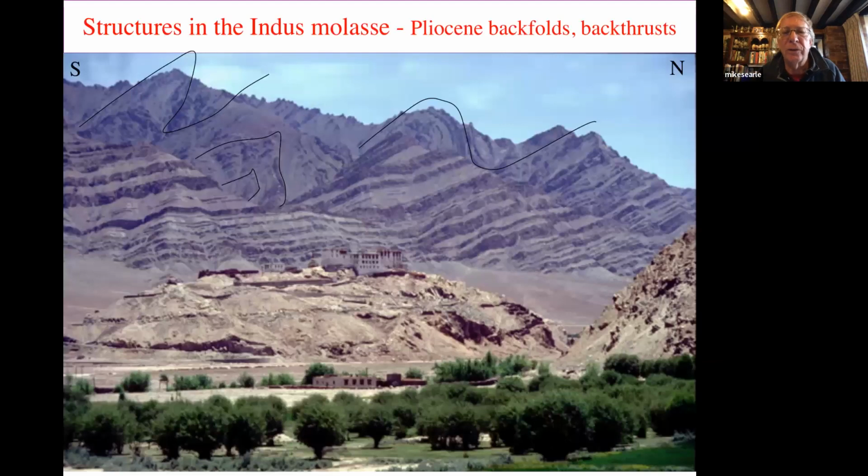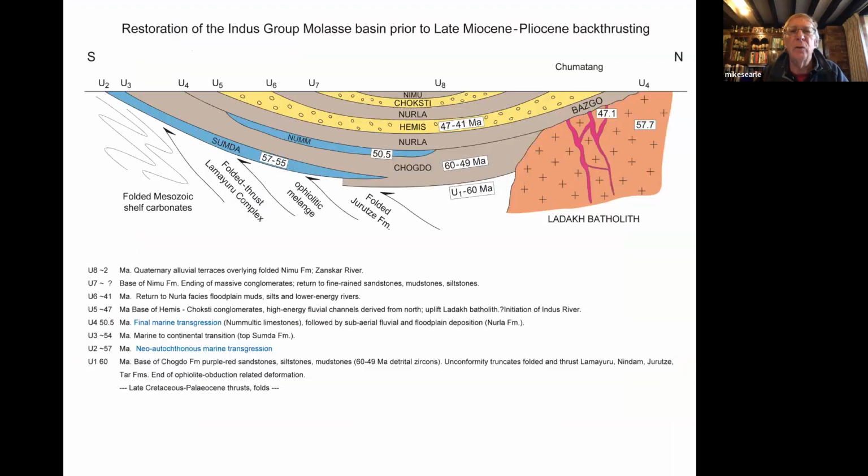As you go up towards the suture zone, this is now taken just east of Leh, at the Indus Molasse. All of this sequence here is the post-collisional molasse that formed in a deepening basin, actually along the suture zone. And when you reconstruct all those folds and thrusts, you end up with a stratigraphy that looks like this.